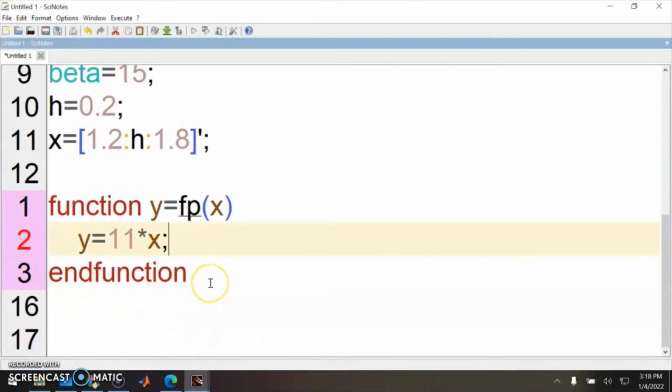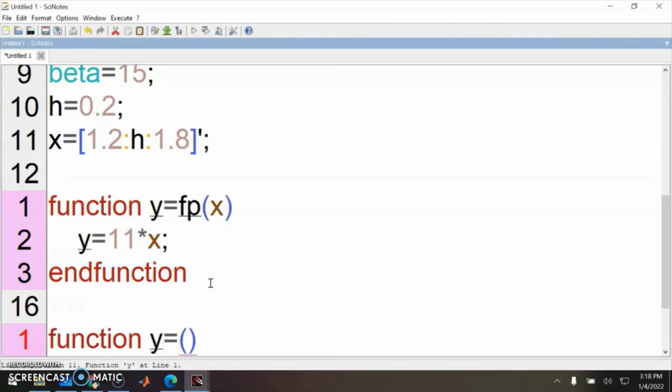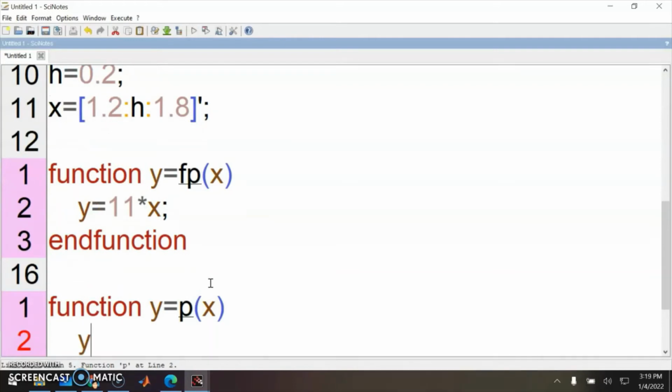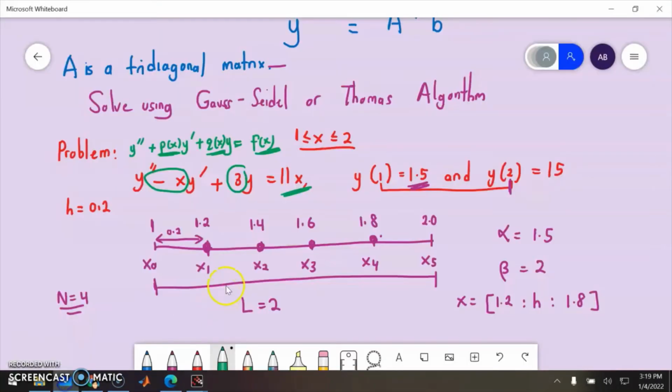And I've told you earlier on, P and Q are functions. So function y equals to p(x), where y equals to, what is p? 3? No, p is negative x. Is p negative x? Let's check. Yeah, look at here, this is my p. By comparison, my p is negative x, my q is 3.